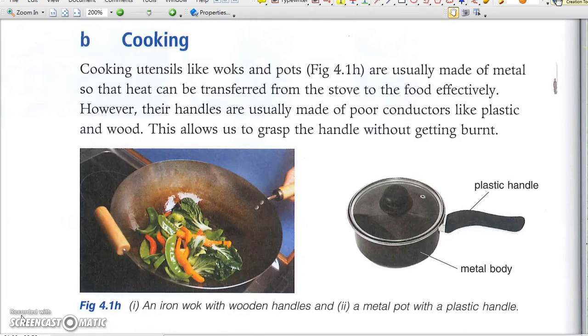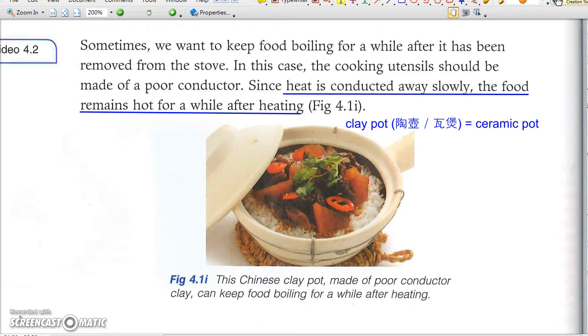B. Cooking. Cooking utensils are mostly made of metals with insulating handle so that the food is heated quickly and evenly. Chinese clay pot, on the other hand, is made of poor heat conductor. However, once heated to high temperature, it can keep its content warm for a while even after heating.